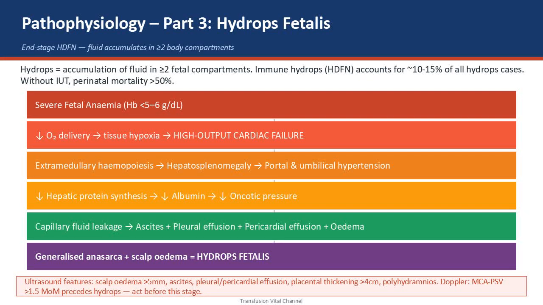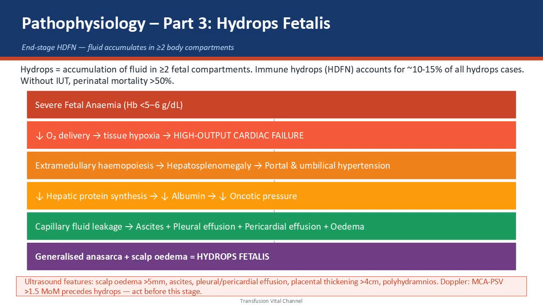When the oncotic pressure falls below the hydrostatic pressure, fluid moves into the body cavity and ascites forms first. And the last is hydrops, that is fluid accumulated in 2 or more compartments with generalized edema, that is anasarca, which is pre-terminal without intervention.